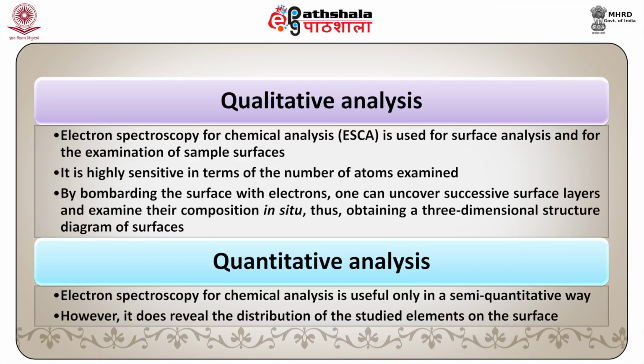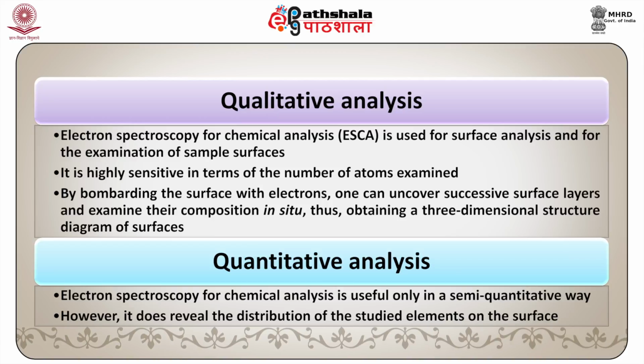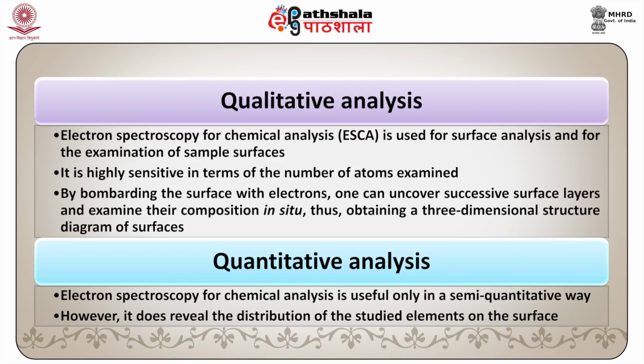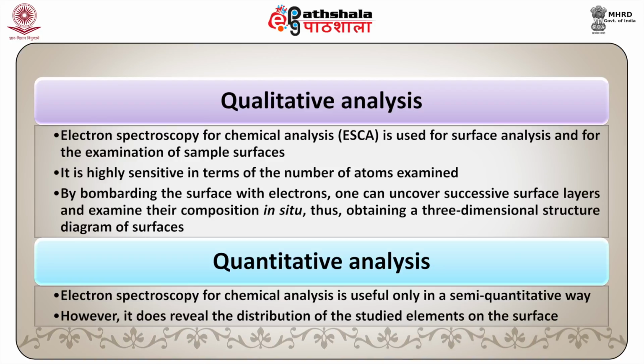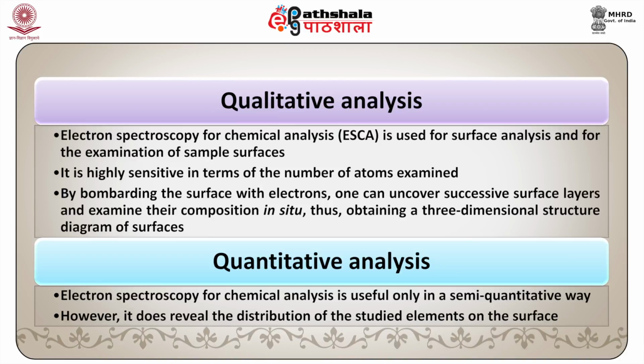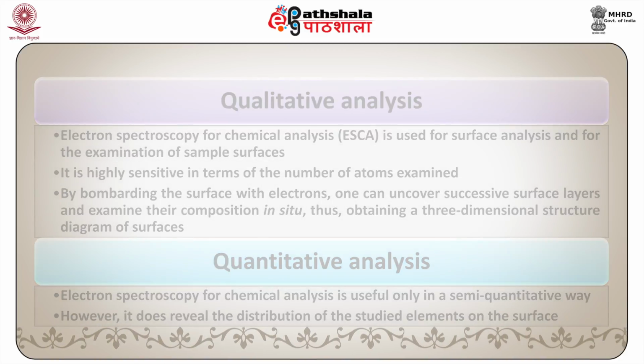And next is quantitative analysis. Electron spectroscopy for chemical analysis is useful only in a semi-quantitative way. However, it does not reveal the distribution of the studied elements on the surface.